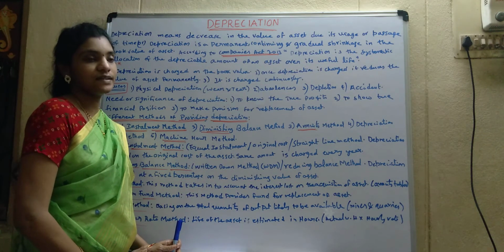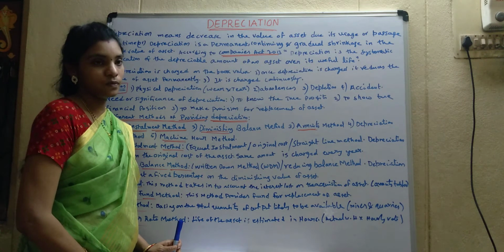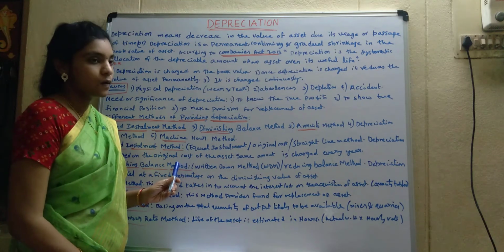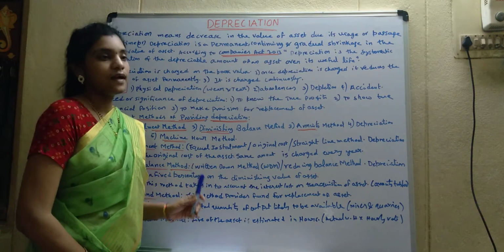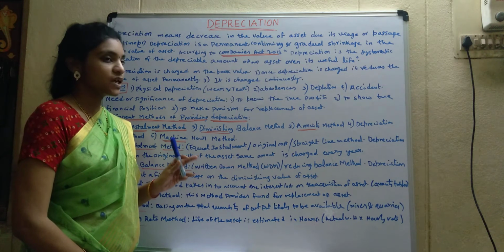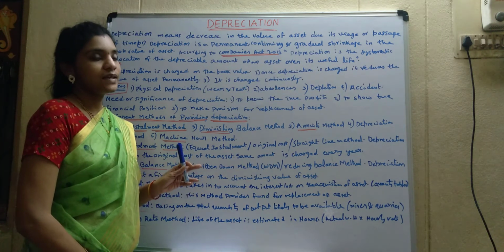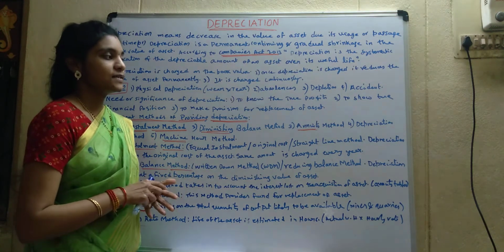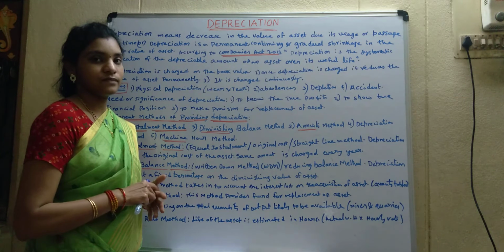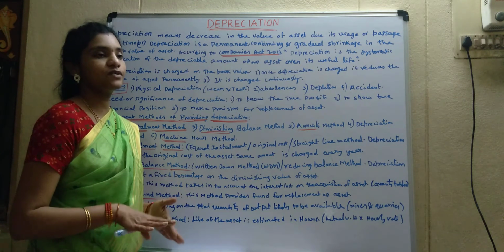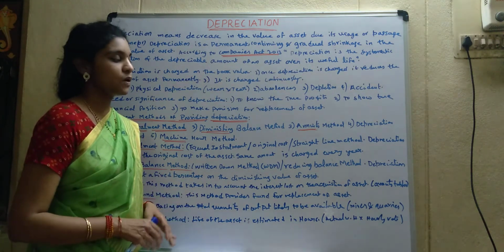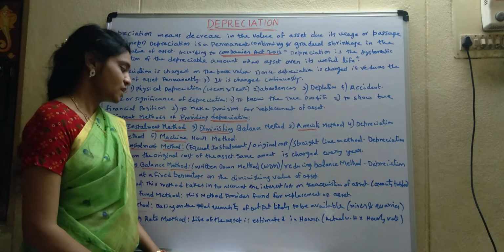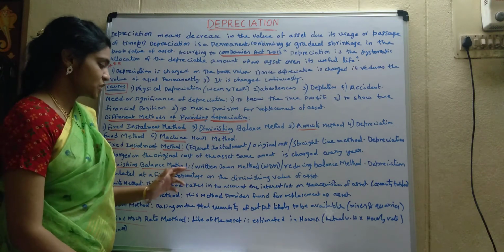In this fixed installment method, depreciation is charged on the original cost of the asset, and another important point is we charge the same amount every year. For example, if you take 5,000 as depreciation on an asset value of 1 lakh, we charge the same 5,000 depreciation every year. Throughout the life period, we charge the same 5,000 as depreciation.